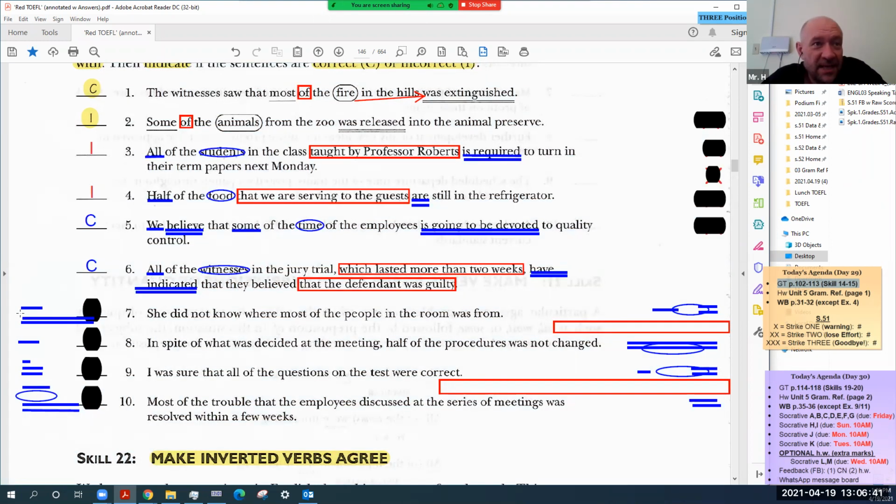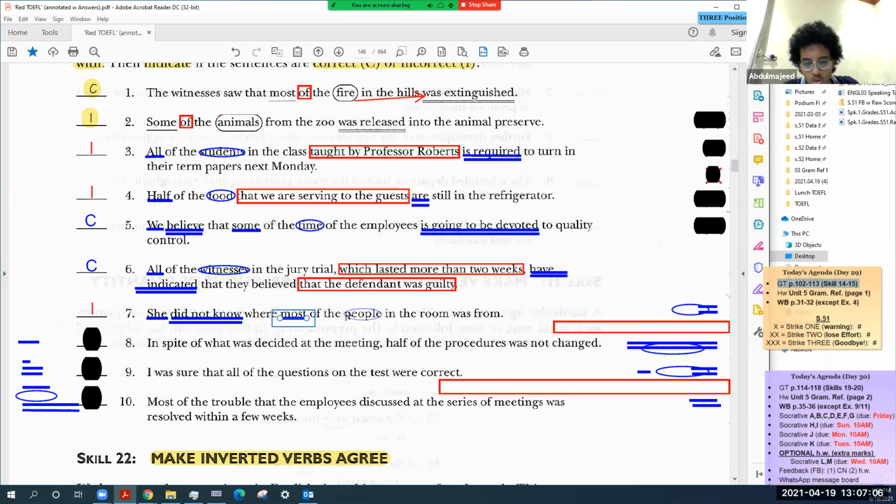All right. Let's do number 7. Oh, we have a mistake in 7. Subject, she. Verb, didn't know. Okay. Is there another subject? Yes. Most. Okay. And then circle people. Okay. And then the verb. Was.